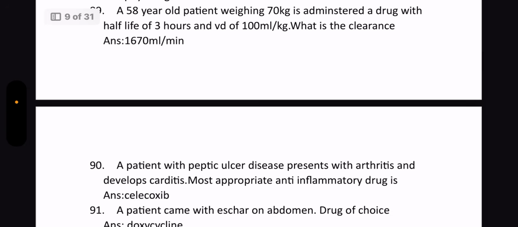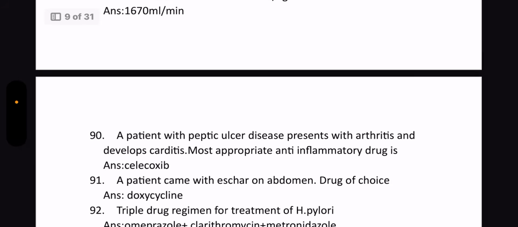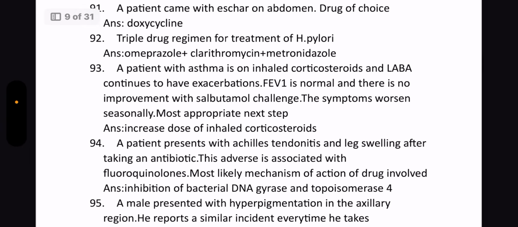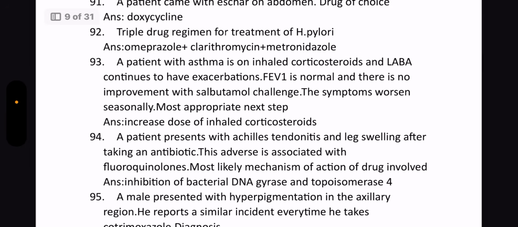Next, a 58-year-old patient weighing 70 kg is administered a drug with a half-life of 3 hours and a volume of distribution of 100 ml per kilogram. Clearance is 1670 ml per minute. Next, a patient with peptic ulcer disease presents with arthritis and develops carditis. Most appropriate anti-inflammatory drug is celecoxib. Next, a patient came with an eschar on the abdomen. Drug of choice is doxycycline.